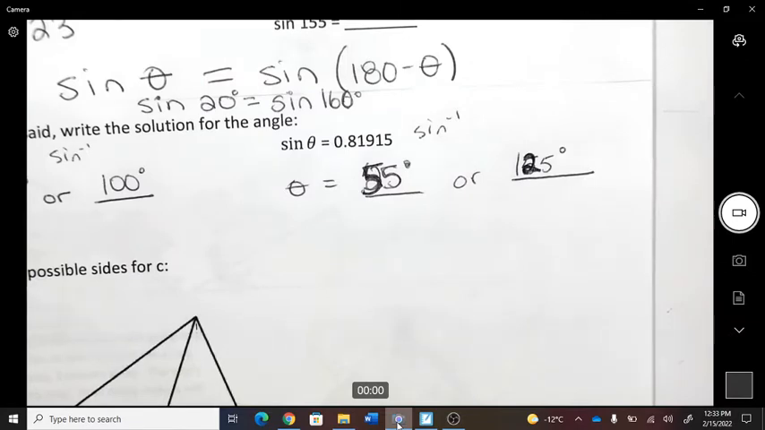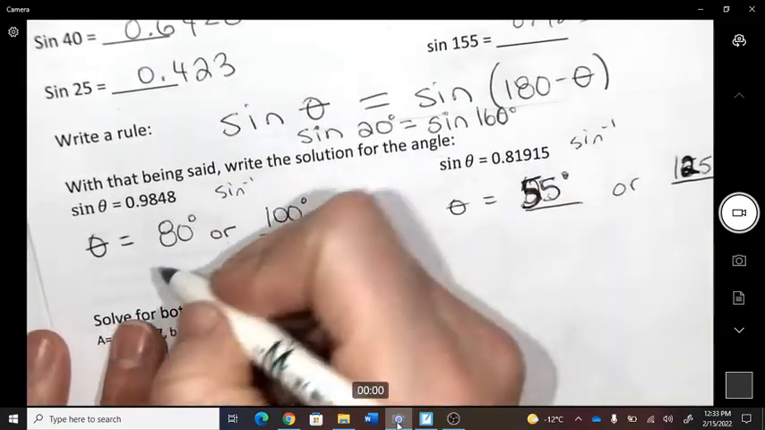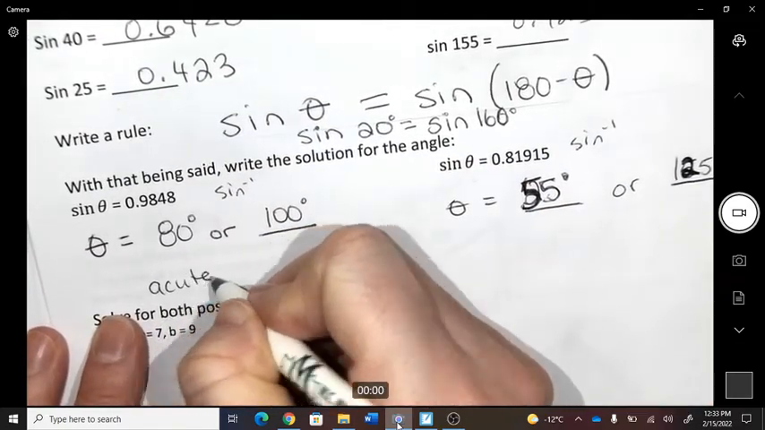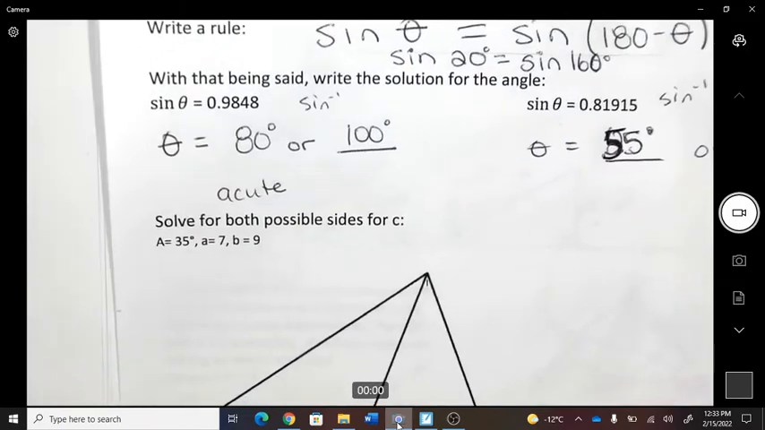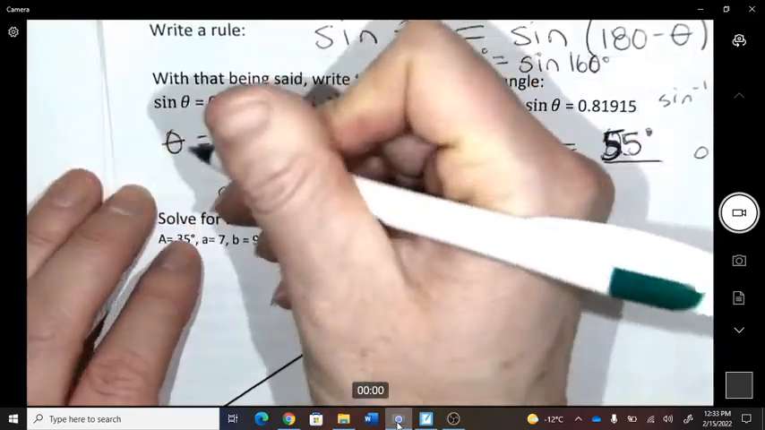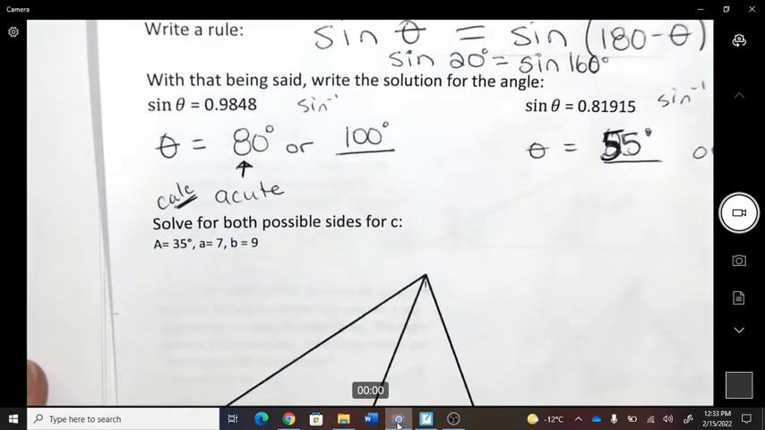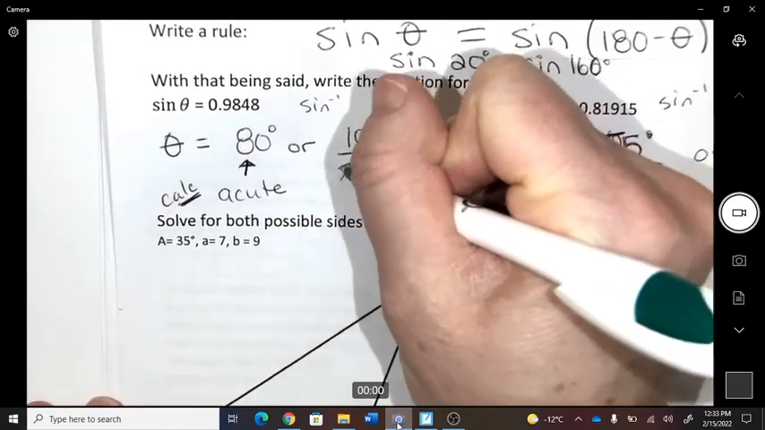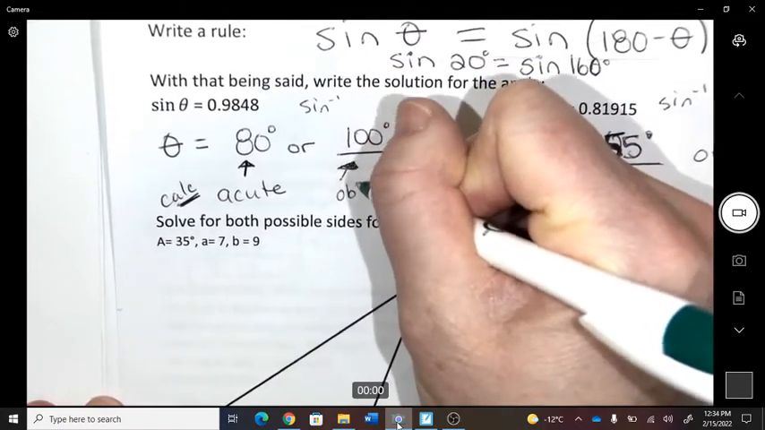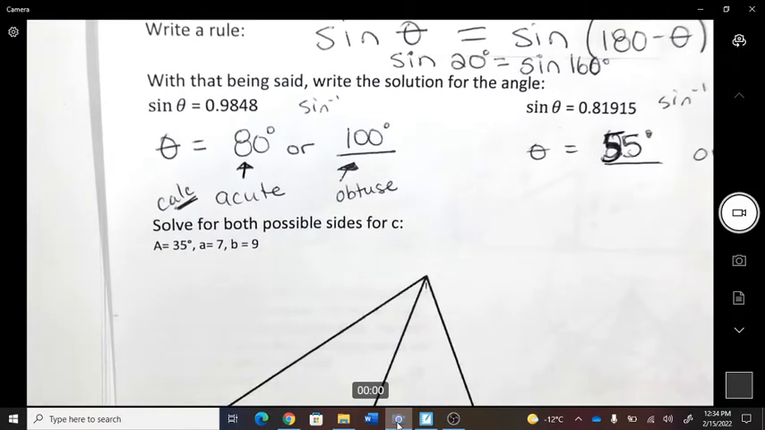So, do you understand these words? Have you ever heard this word, acute? Your calculator will always tell you the acute one, the small one. And then the other one is obtuse.